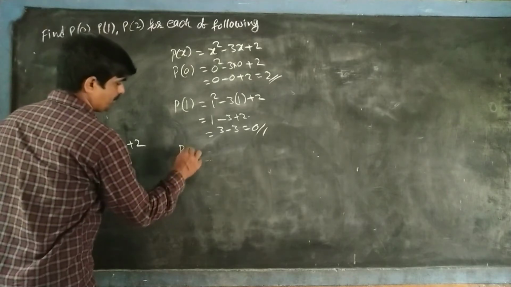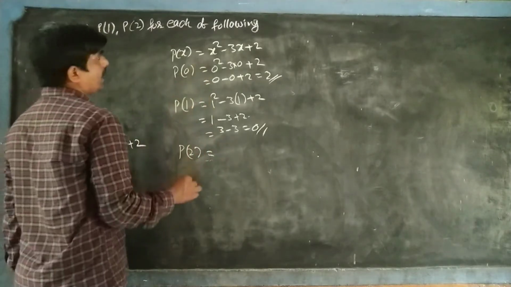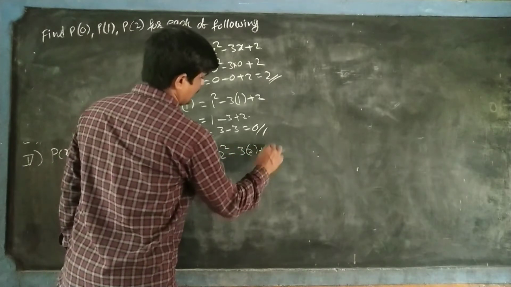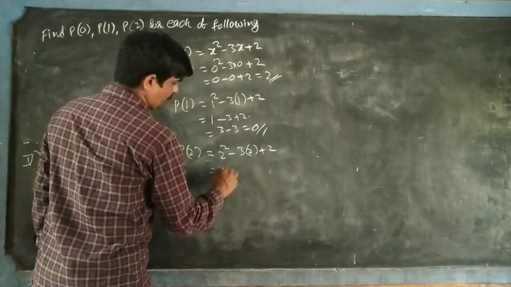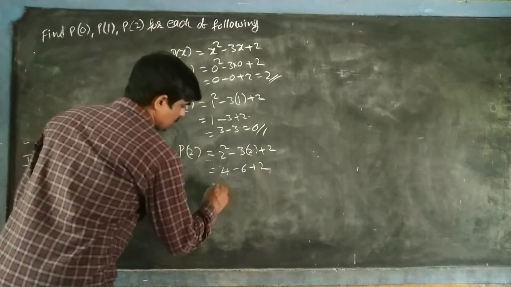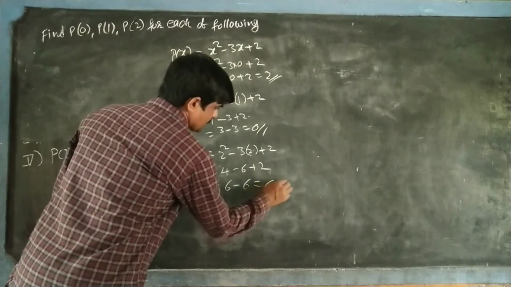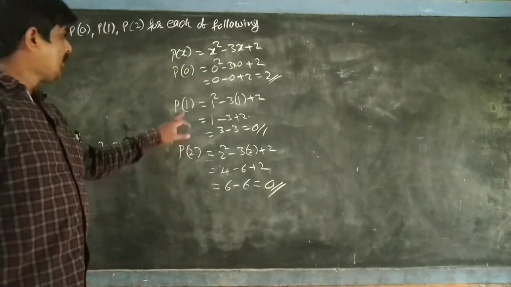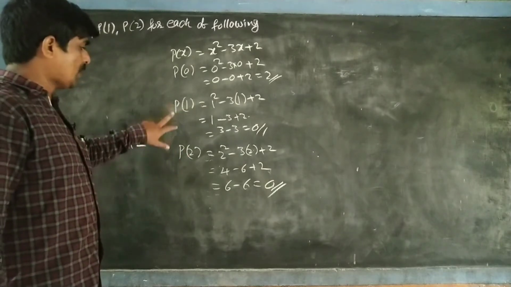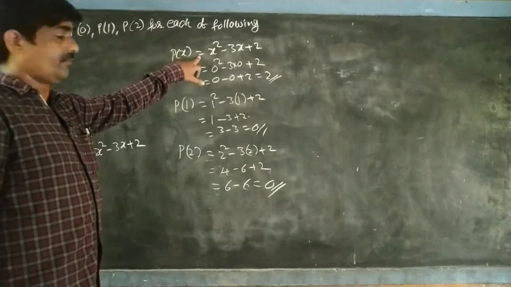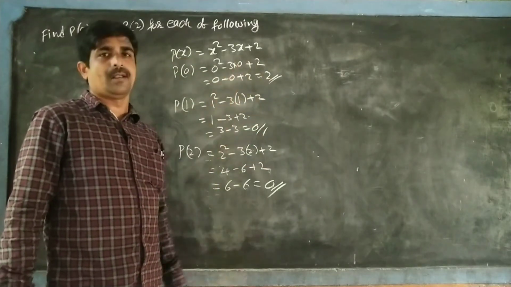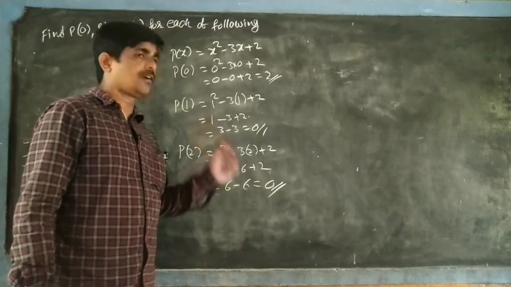Next p of 2. So write x power 2 minus 3 into 2 plus 2. 2 power 2 is 4, 3 twos are 6, plus 2. That is equal to 6 minus 6. Answer is 0. So here x is equal to 1 and x is equal to 2, these two are the roots of this polynomial. Whenever you are getting value 0, these are the roots of the given polynomial. Okay? Right. Copy it.